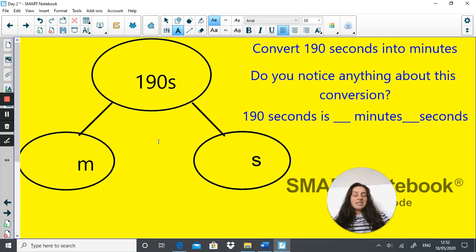Okay, so 60 actually goes into 190 3 times. 60, 120, and 180. Okay, so 180 is equal to 3 minutes. So 3 minutes goes here, and then you're left over with 10 seconds. So well done if you got that right. Good.